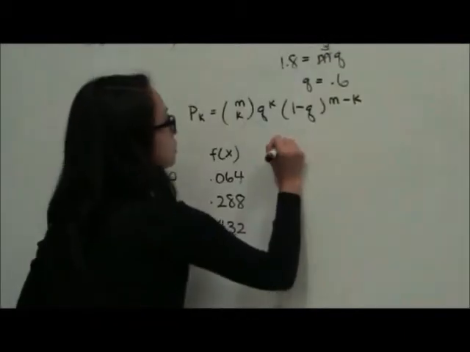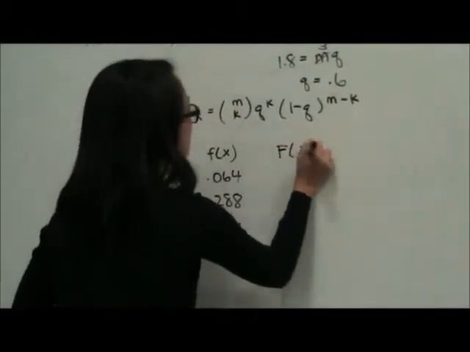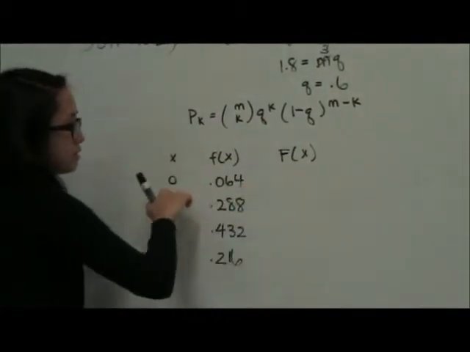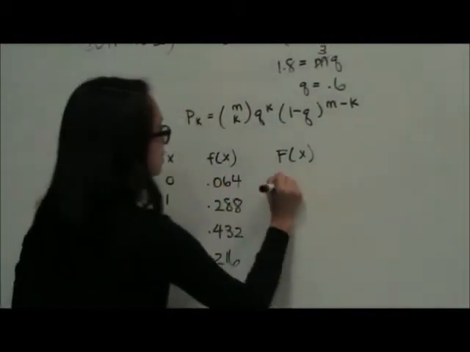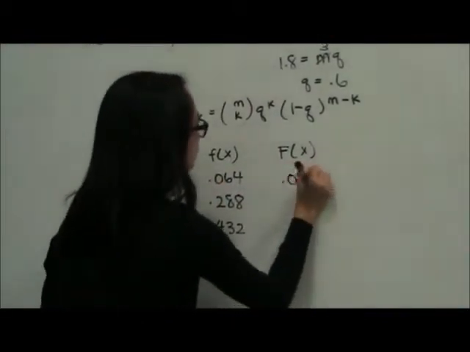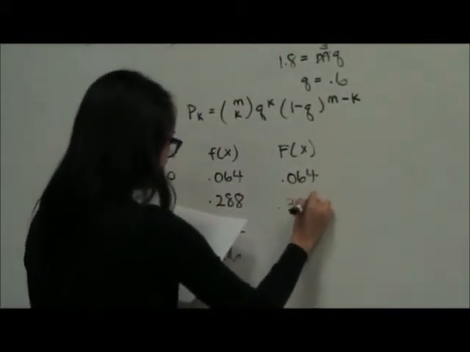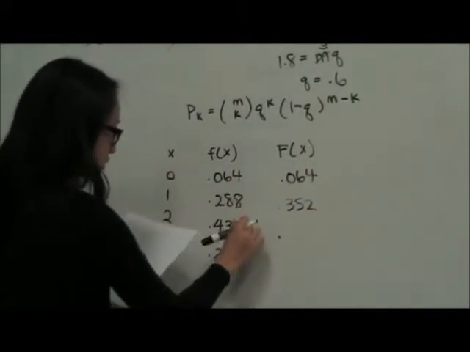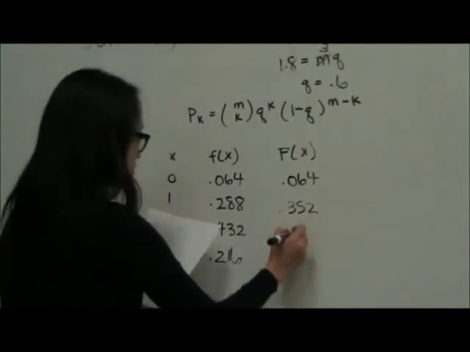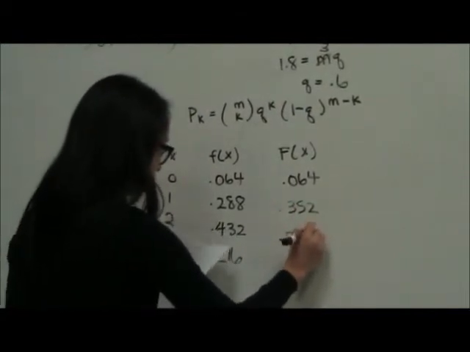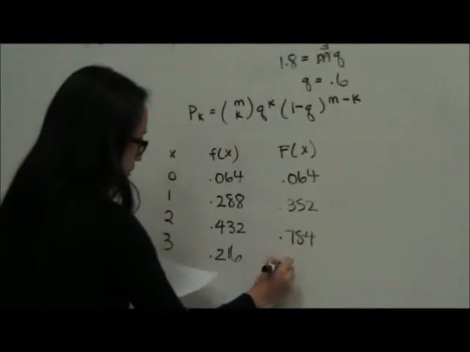But this is only little x, or little f of x. And what we want is the cumulative, so big F of x. And the way to get this is to add everything above it. So in this case, this is just regular 0.064. But here you add these two together and you get 0.352. And here adding these 2 together, you get 0.784. And finally, you get 1.